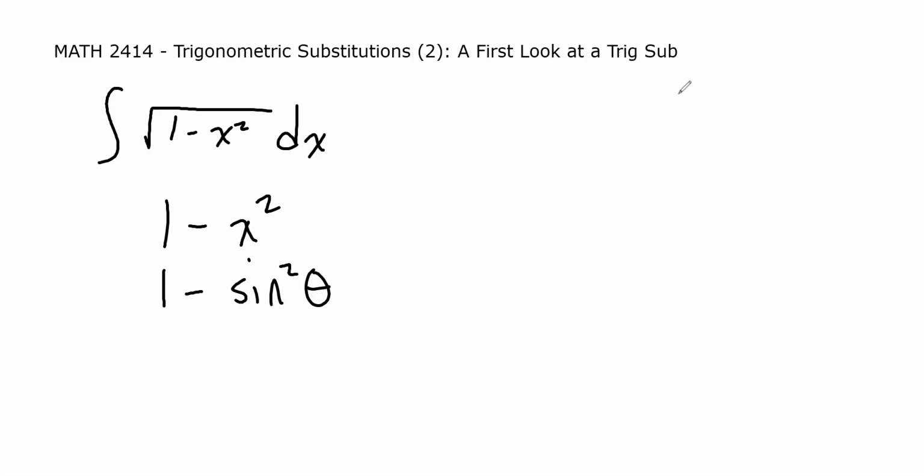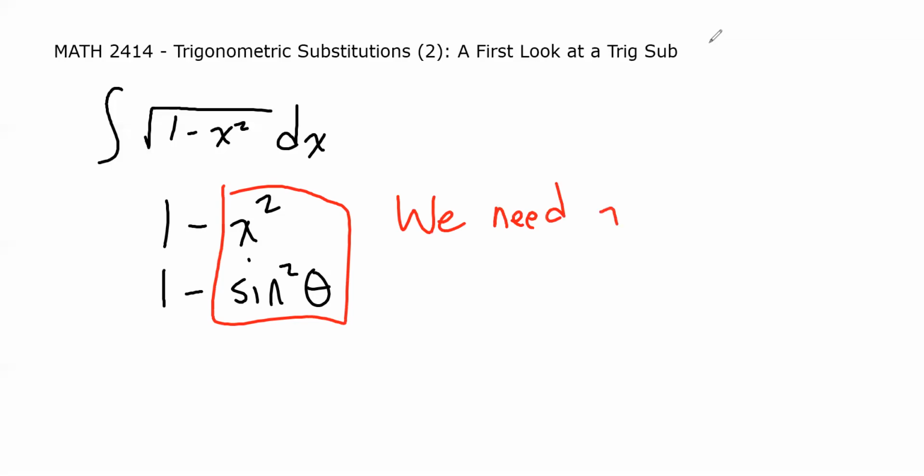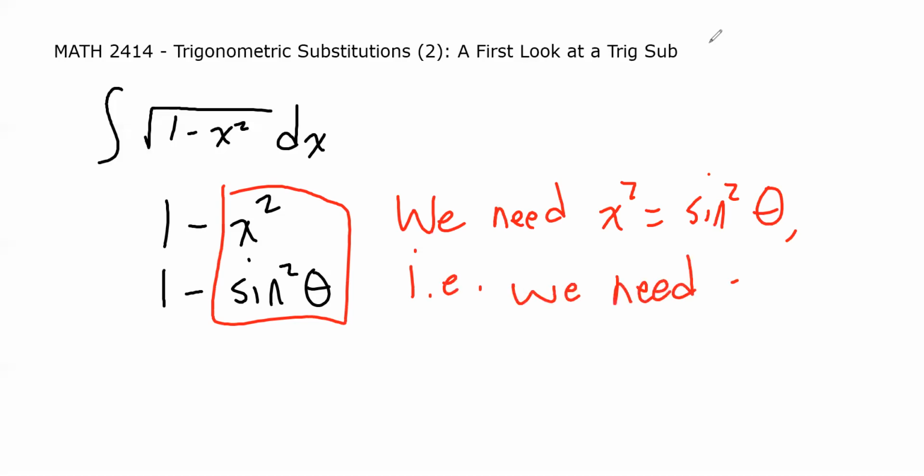We're going to make this happen, and we need to figure out what change to make. Well, the easiest way to figure this out is just connect what we have with what we want. What we have is x squared. What we want is sine squared of theta. So we need x squared equal sine squared of theta, i.e. we need x equal sine theta, and that's the substitution we're going to make. It's called a trig substitution because we're substituting a trig function for a variable, and as a consequence, we're going to be able to make this thing integrable.